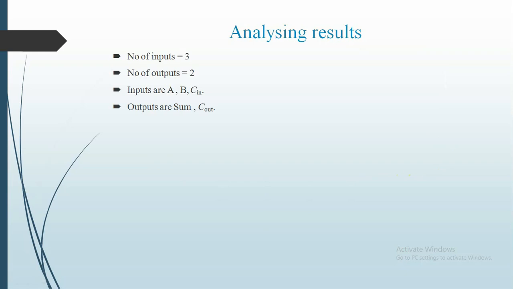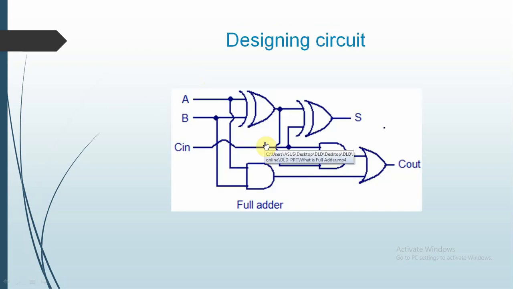These are some analyzing results in full adder. 3 inputs, it having 2 outputs. That is, the inputs are A, B, C. Outputs are Sum and C out. And this is the circuit: A, B go to an XOR. The output will be given to the second XOR, and the third input C will be connected with an AND gate, and A, B will be connected with an AND gate, and the output of that will be connected with an OR gate. And this is the sum equation. This is the carry.